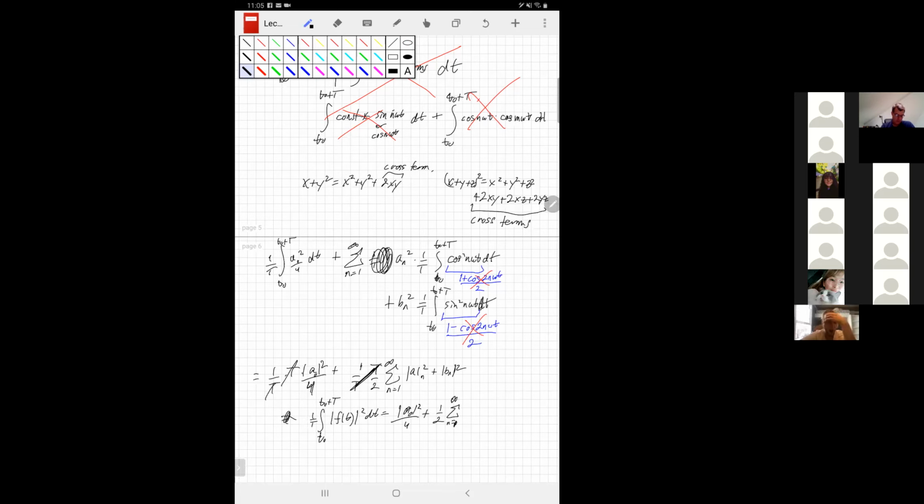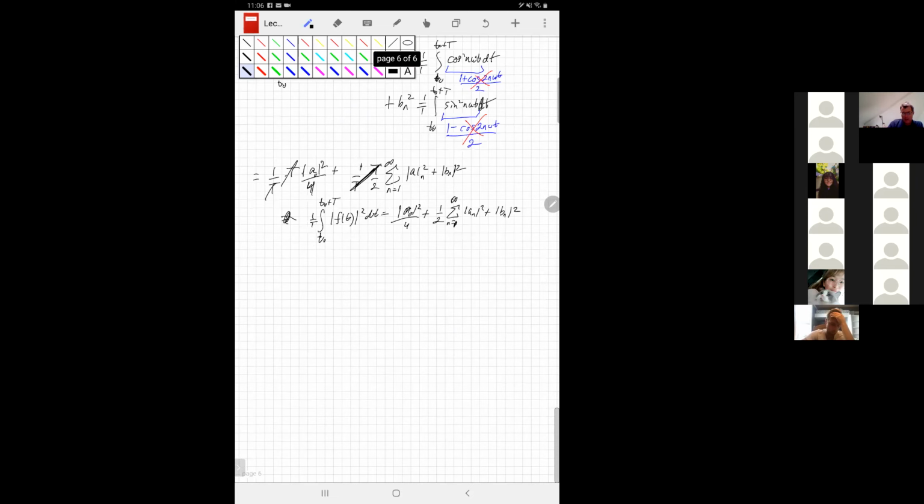So that should be 1 to infinity. So other than these factors of 1/2 and 1/4, this looks exactly like what we got for vectors. For vectors, the squared length is just the sum of the squared components. Well, here, instead of a sum, we take an integral over a full period, and that's the same as adding up the sum of the squared coefficients, which is just like the sum of the squared vector components. Any questions?